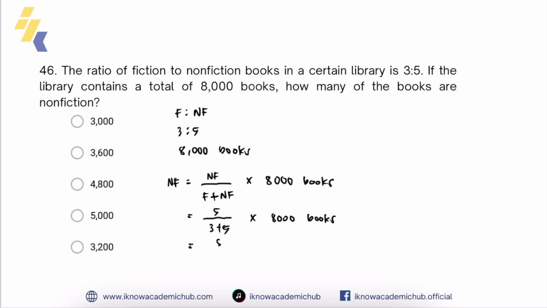So that is 5/8 times 8,000 books. We cancel 8 and 8,000 becomes 1,000. So there are 5,000 non-fiction books, and this is the correct answer.